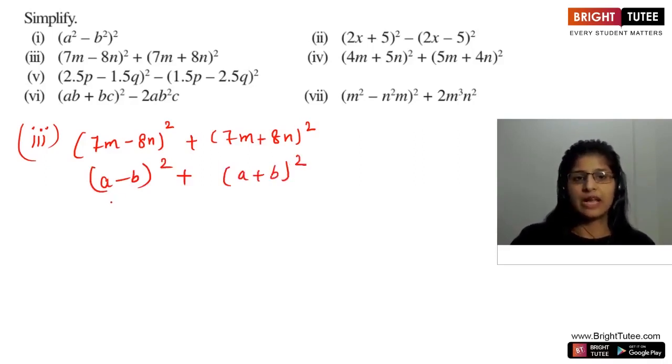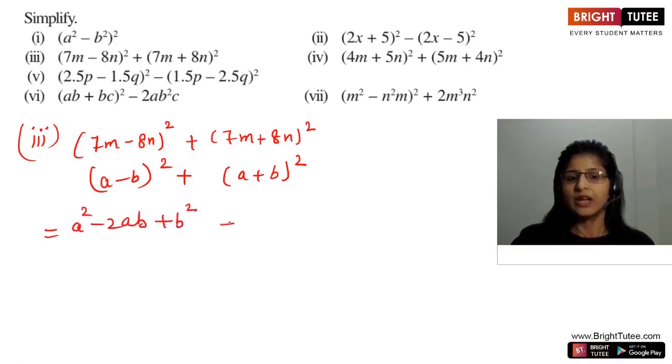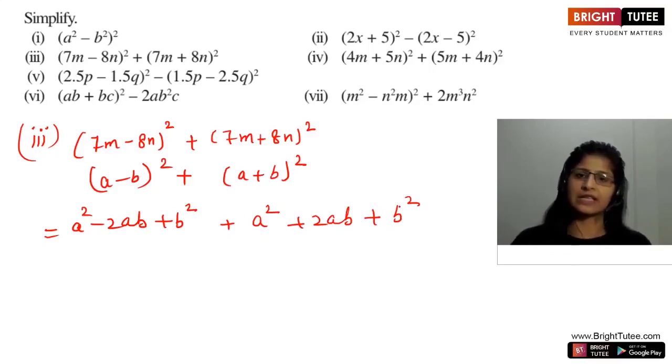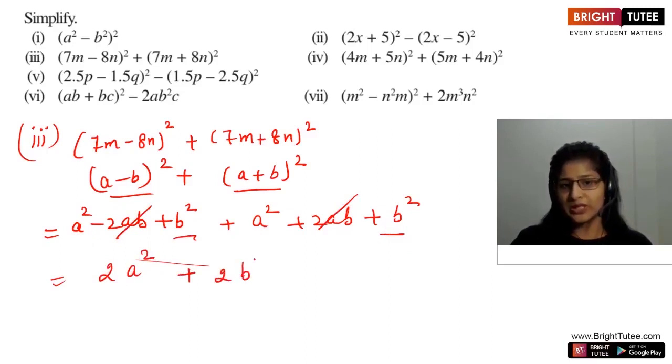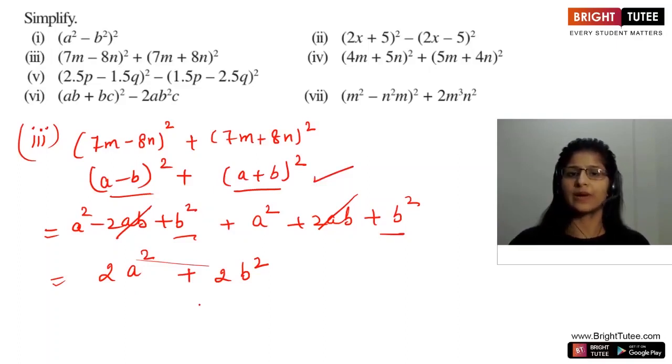Correct? We know a minus b whole square is a square minus 2ab plus b square. We know a plus b whole square is a square plus 2ab plus b square. So can we simplify it so that at the end we don't have to solve everything completely, just cancel the terms inside? That means if we have something in this form, 2ab and 2ab can get cancelled. A square plus a square is 2a square, plus b square plus b square is 2b square. So whenever we have something like this, we can just solve 2a square plus 2b square, and that will give us our answer.